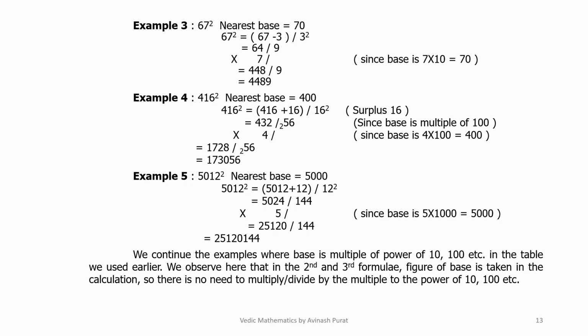Example 5. 5012 square. Nearest base is 5000. 5012 square equals 5012 plus 12 stroke 12 square equals 5024 stroke 144. Since base is 5 into 1000, 5024 is multiplied by 5, that equals 25120 stroke 144, that is equal to 25120144.